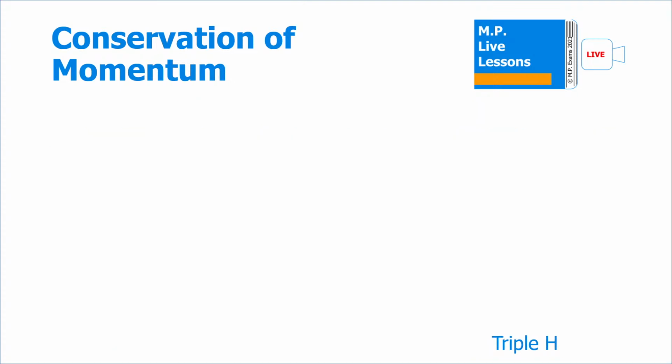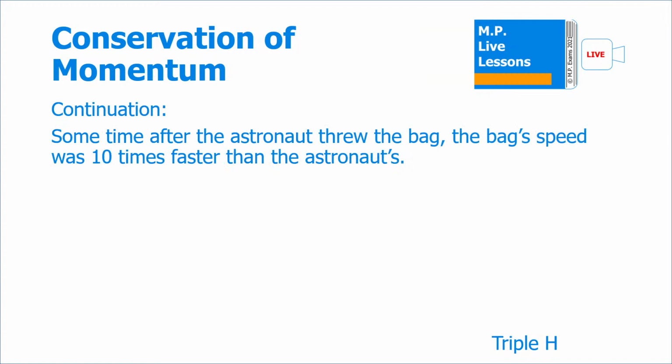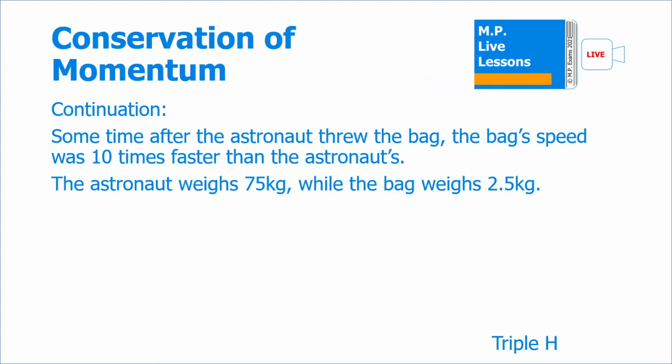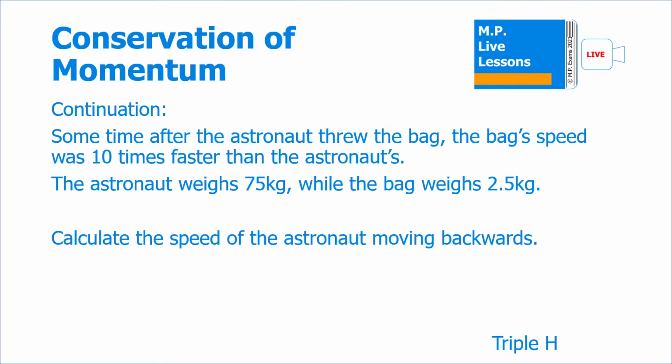Now for triple higher, let's use the same situation and put some numbers in. So sometime after the astronaut threw the bag, its speed was 10 times faster than the astronaut's. Let's say the astronaut weighs 75 kilograms and the bag weighs 2.5 kilograms. And we want to calculate the speed of the astronaut moving backwards. So we knew that the momentum is zero. The total momentum is zero.